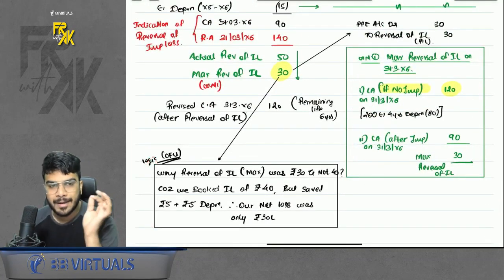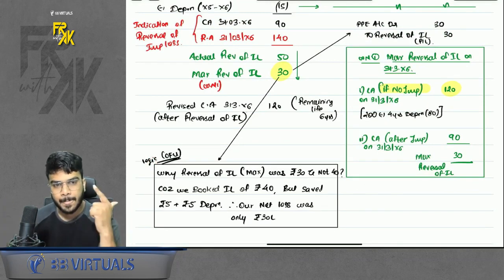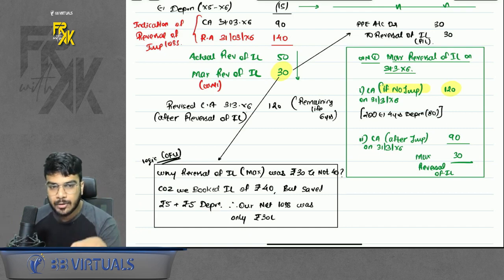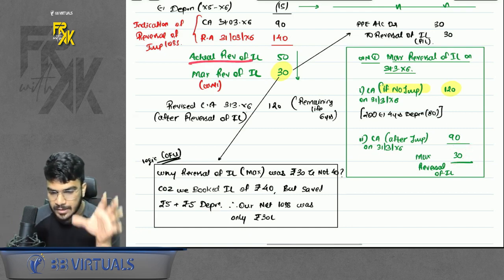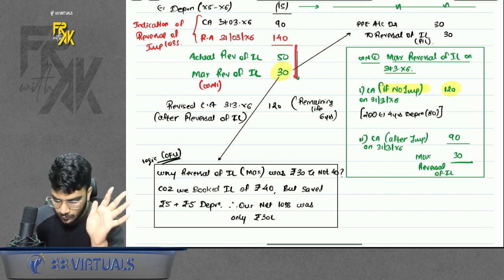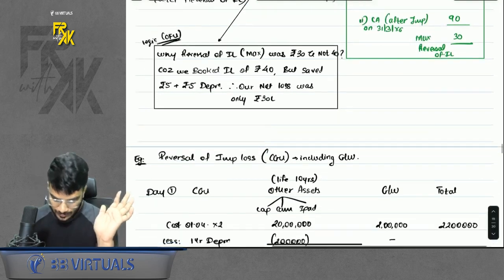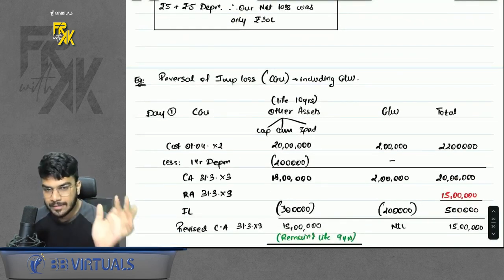Again, to find the maximum reversal, we need two values. One, carrying amount if there was no impairment. And second, actual carrying amount today after impairment. Just compare, you will get the maximum reversal. So the actual reversal on the face of it is 50. But maximum you can reverse is only 30. So you will take whichever is lower. So you will reverse only 30. Simple. Is this clear to everyone? Yes. This was the reversal of impairment loss on an individual asset.